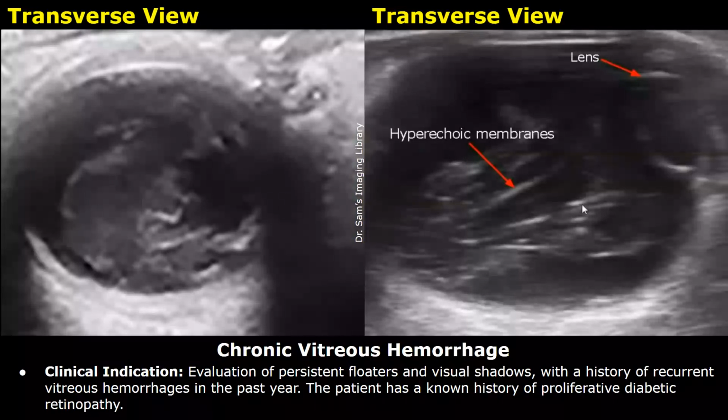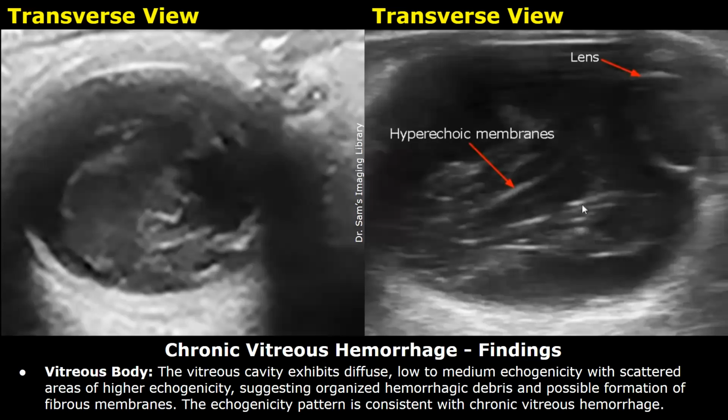This is a case of chronic vitreous hemorrhage. Clinical indication: evaluation of persistent floaters and visual shadows with a history of recurrent vitreous hemorrhages in the past year. The patient has a known history of proliferative diabetic retinopathy.